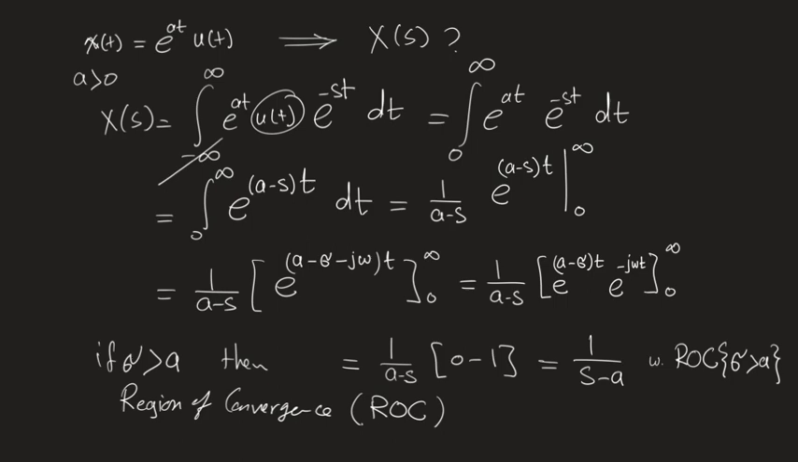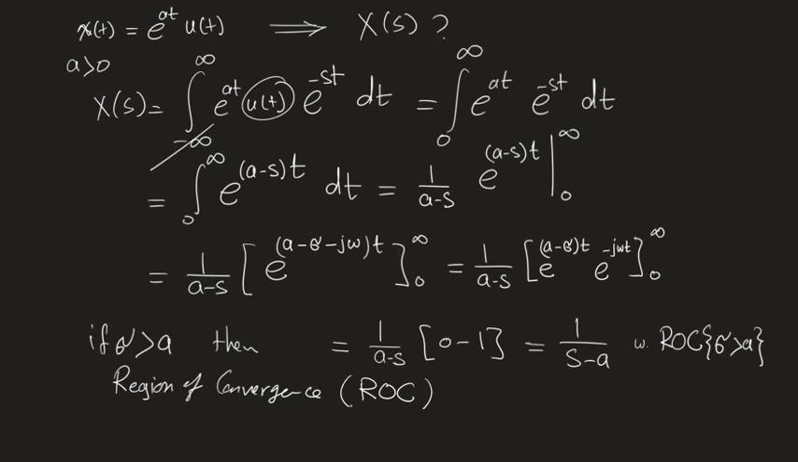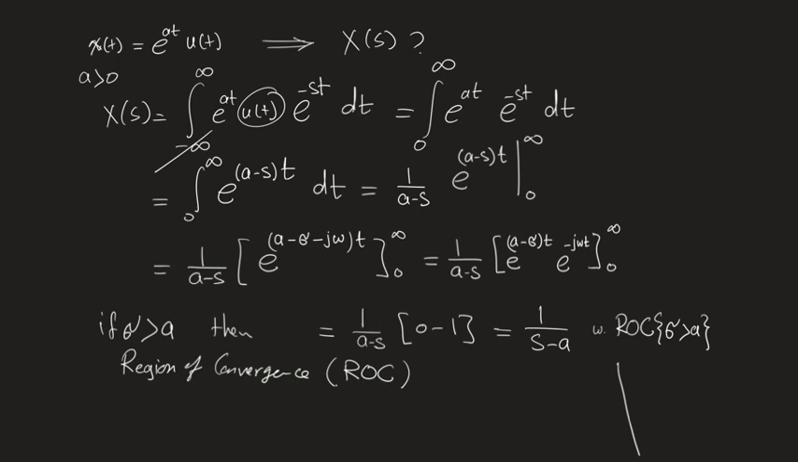If you want to draw this region of convergence on the complex domain, how would it look? Show me where the region of convergence is in the complex domain. Here is your real axis, and here is your imaginary axis. The region of convergence says that your sigma has to be greater than a. The real axis is sigma, the real part of our complex exponential, and the imaginary axis is j omega. So if this is the value of a, we are talking about this region, where sigma is greater than a.